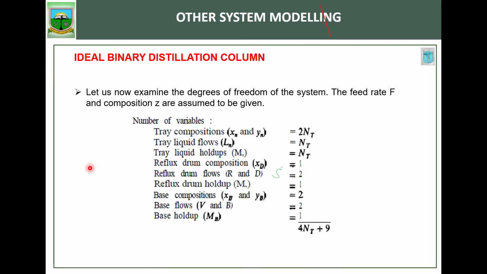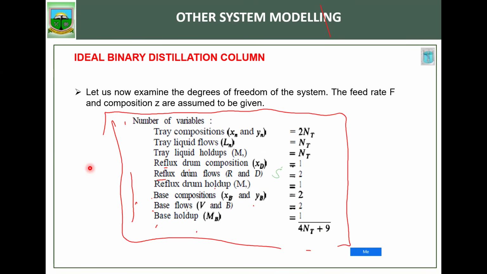So when you add them together, you see that you're going to have what? The trays, the tray composition is X and Y, right? So you have two NT. Then you have two liquid flows. Then you have tray liquid holdup, which is the M, reflux drum composition, reflux drum flow. Then you have reflux drum holdup, base composition, base flow, base holdup. So these are the number of variables you need. When you multiply them, it depends on the number of trays. Let's say you have 10 trays in this distillation column. It's going to be 4 times 10 plus 9, which is 49 variables in this system.